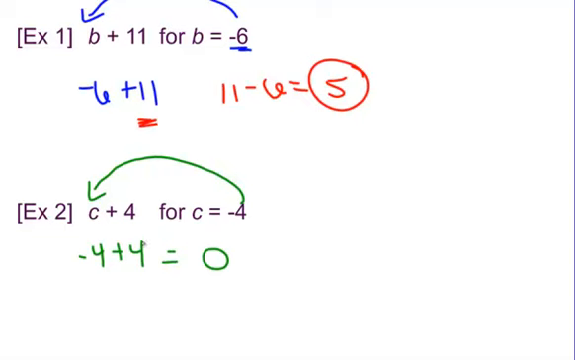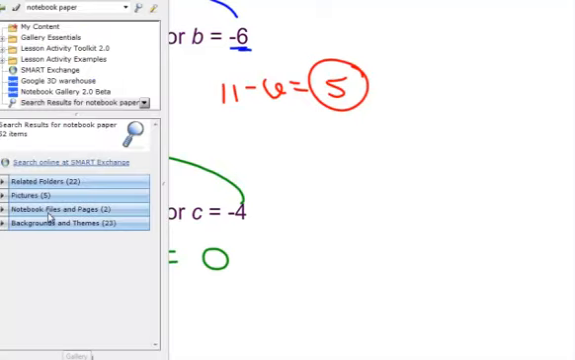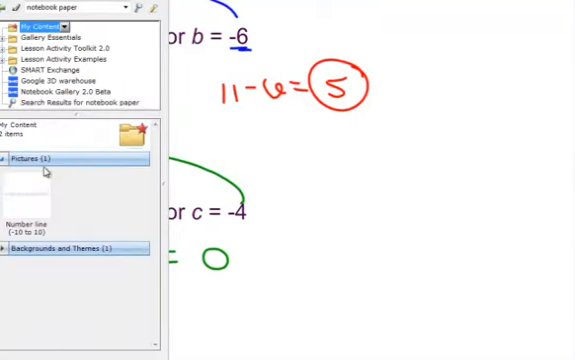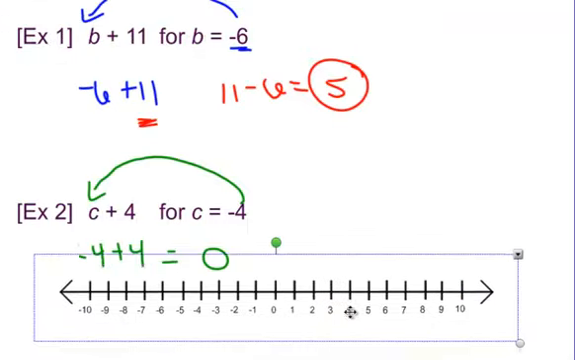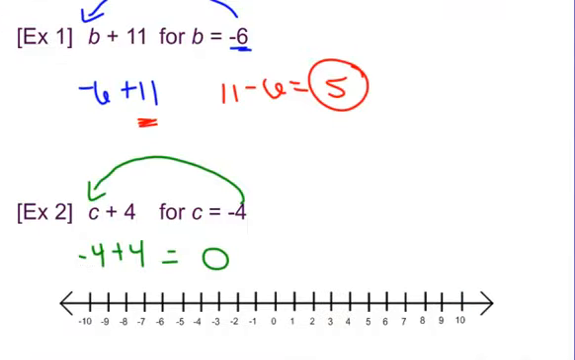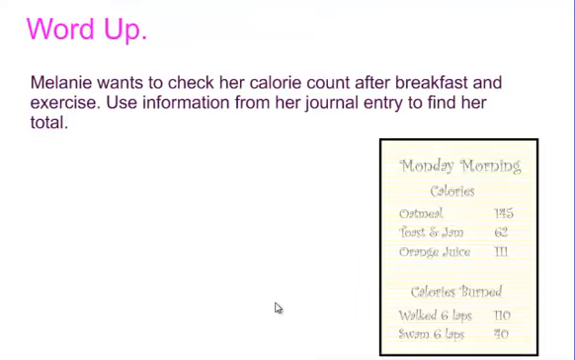You could have also used a number line for that, and let's see what that looks like. You could have started at negative 4, and then gone to the right 4, because it's positive, and ended up at 0. So either way works. Let's see what a word problem looks like.